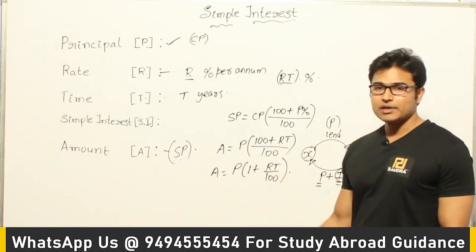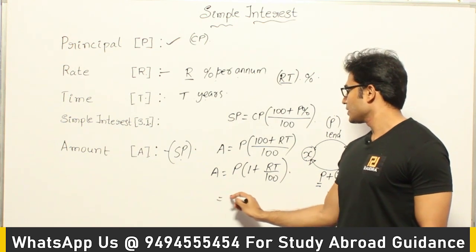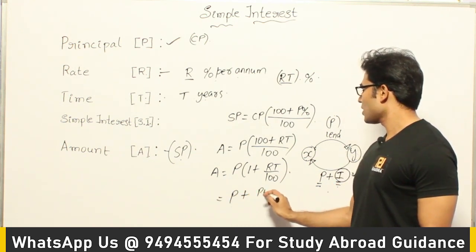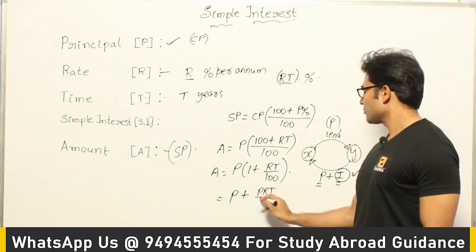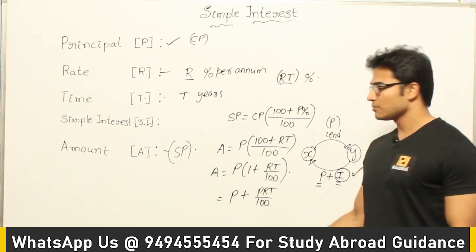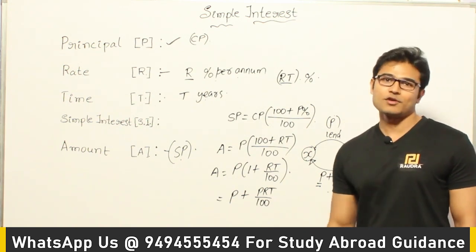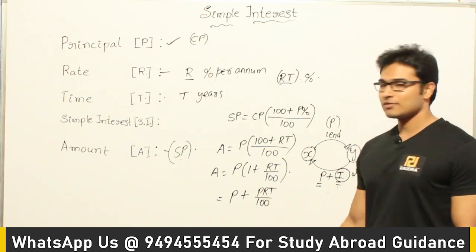Then what is the simple interest in that? Just expand it. It equals P plus PRT by 100, or some people will say PTR. PTR is the normal one, we have been using that formula for a long time. You can write it as PTR by 100.